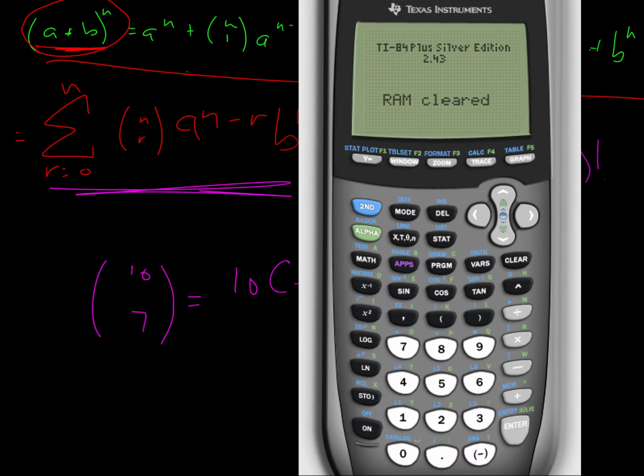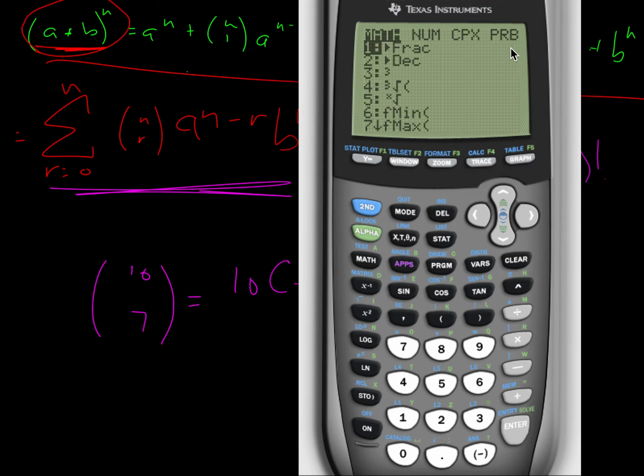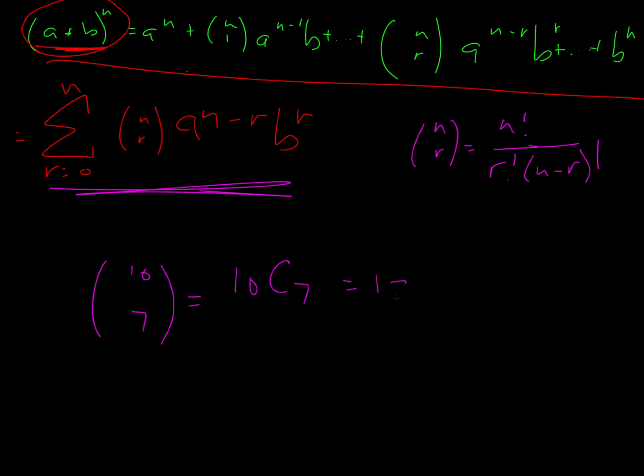So if we have a calculator, we can go to math. Oh, whoops, sorry. You have to type in the first number first. So 10, and then go to math. Go to PRB, which stands for probability. Go down to nCr, hit enter, then we type in our 7. This is the same thing as 10C7. We hit enter, and that tells us that our answer is 120. So this will definitely come in handy while we're doing some of these problems.